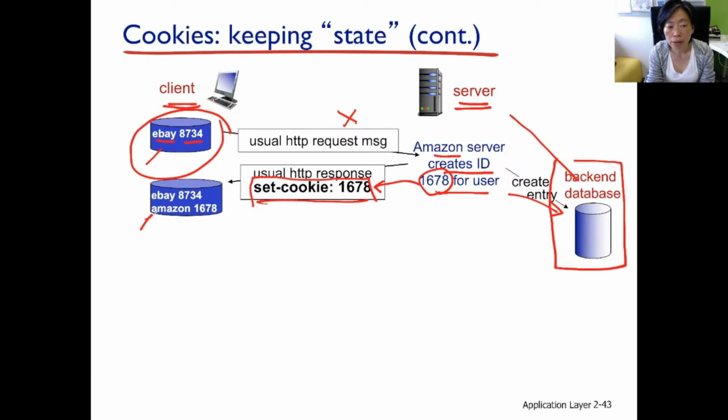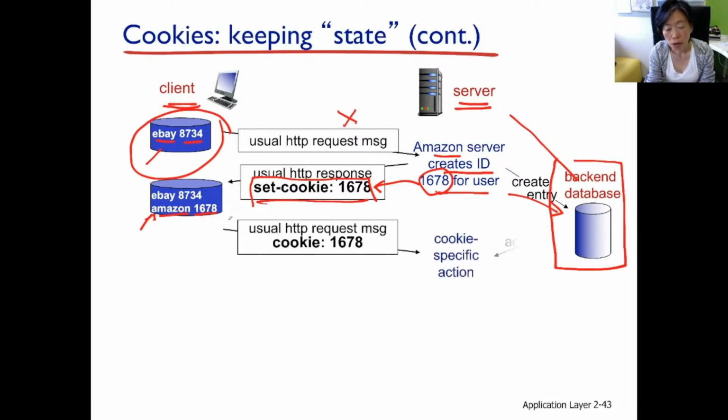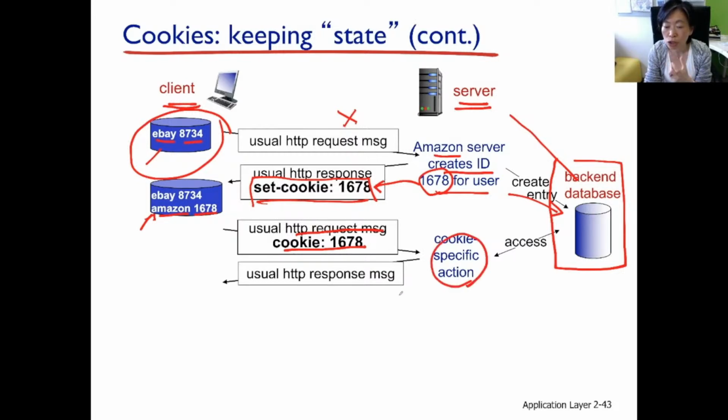So the web browser here sets up one extra entry saying, hey, for Amazon, the website, use ID 1678. So for the subsequent visits, subsequent browsing, all the HTTP request messages are going to carry the cookie header line saying I am user 1678, right? So here the server, of course, will be generating the web objects, generating the HTTP response message that you're requesting with the request message.